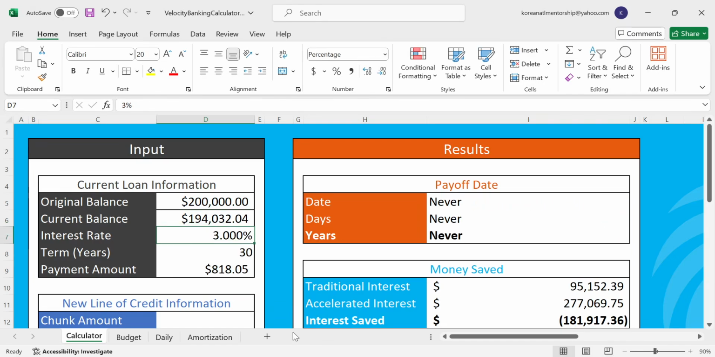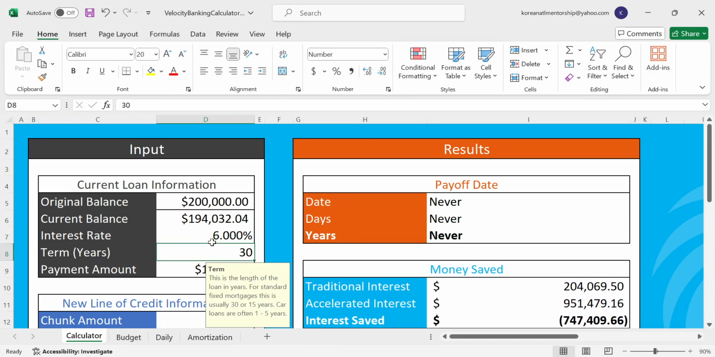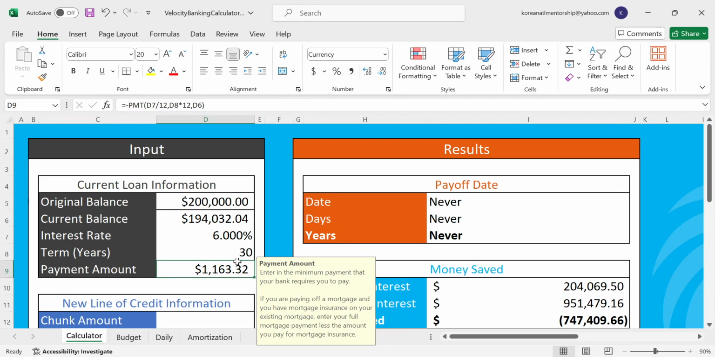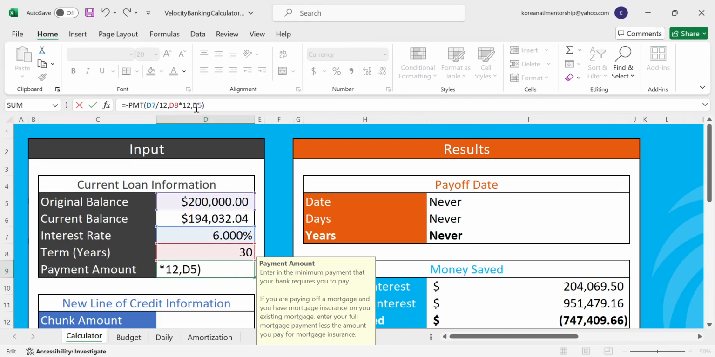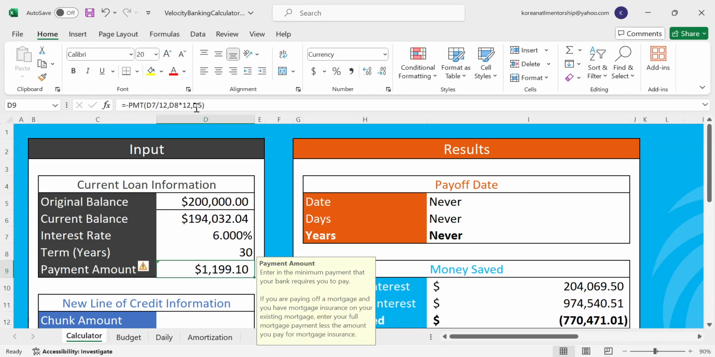Okay. So then the interest rate would be 6%. And payment amount, why does this look off? Oh, I'm sorry, it's D5. I screwed this up. I was trying to redo this. Let's ignore the error, and let me actually save this.